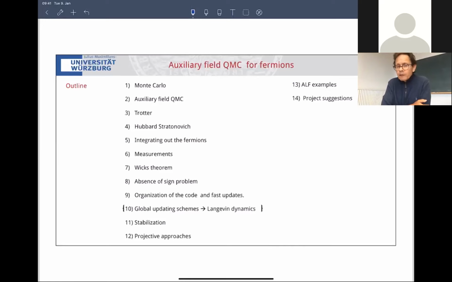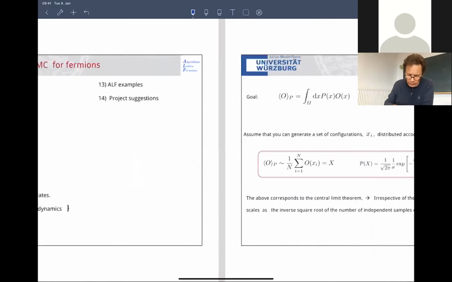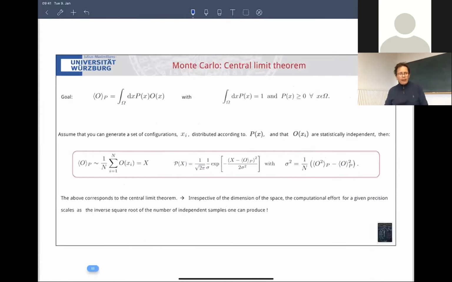And then I will give you some examples of what you can do with ALF, some very basic examples. And then at the end, some project suggestions. Of course, you can come with your own project, but some project suggestions of what you can do during this week to get used to ALF, right? So let me start with the Fermion Monte Carlo. No, with just Monte Carlo.